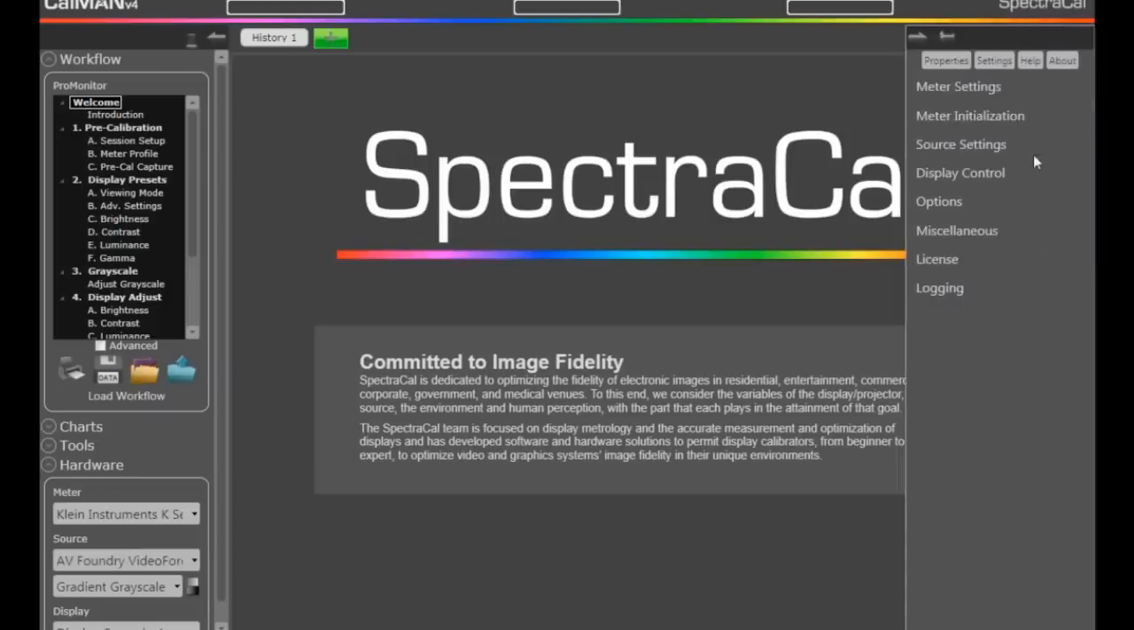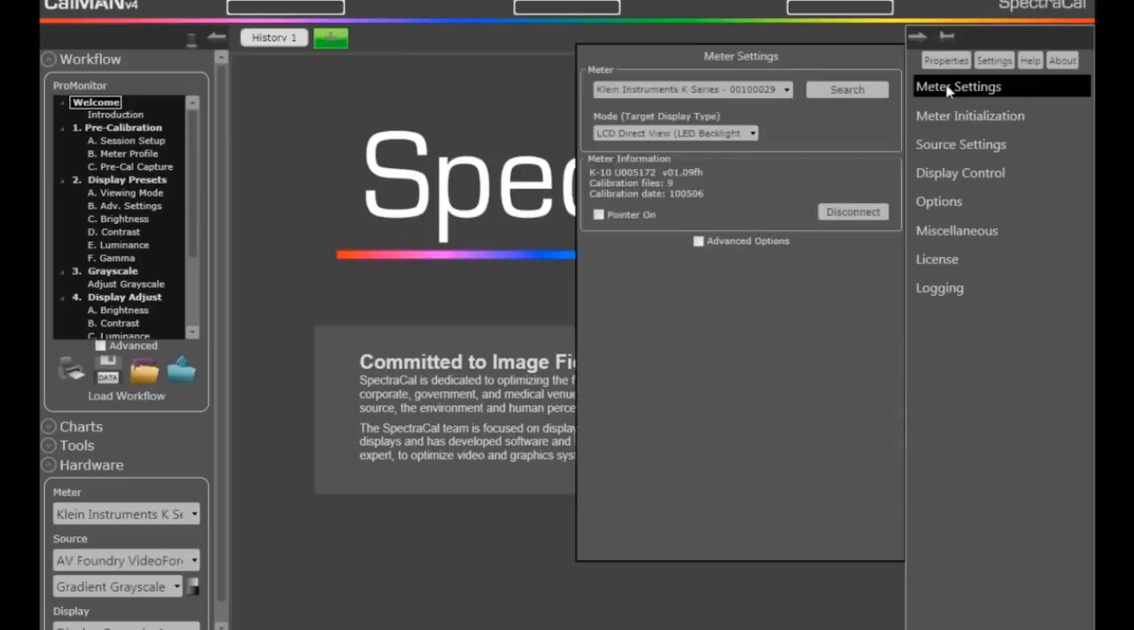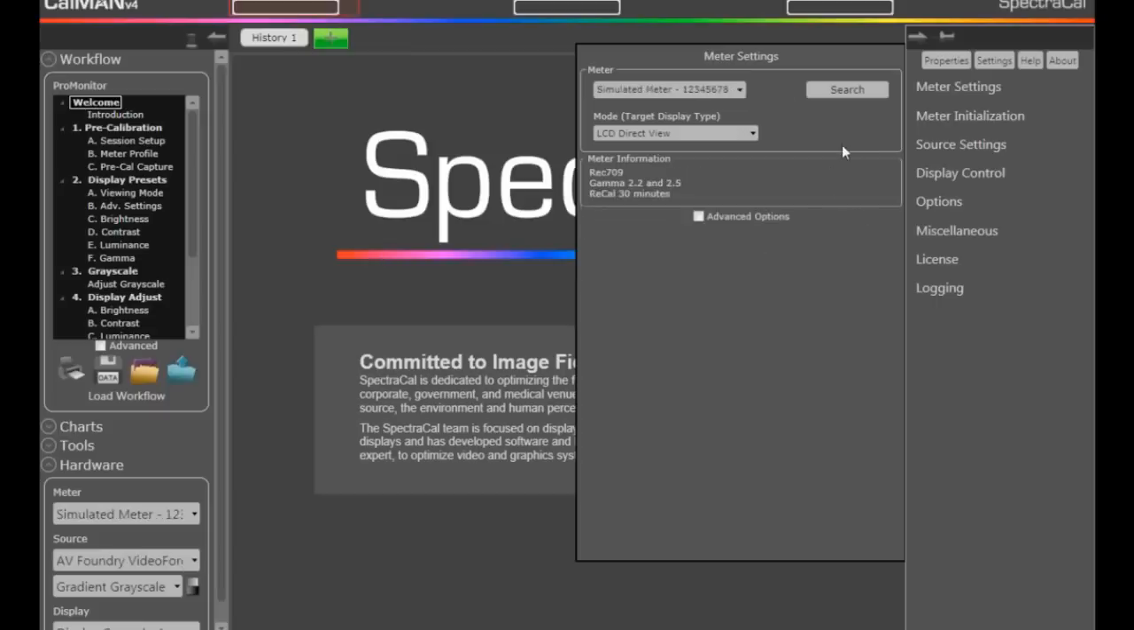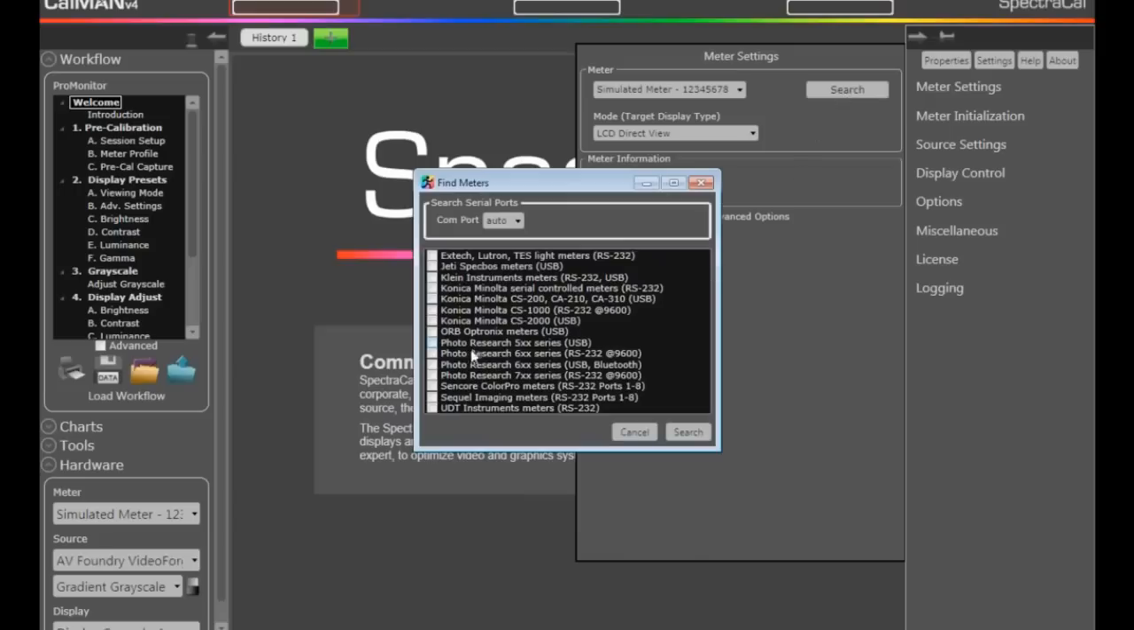On the right side of the display are the settings selections where we are able to access meter settings, source settings, and display control. First of all, let's take a look at the meter settings. This is where we would make connections to a particular color meter. The color meter I'm using here today happens to be a Klein K10 meter. Let me disconnect that and show you the process that we would normally go through in order to connect to a particular meter. So once we have a meter connected to a port on our computer, we would click the search button. Search screen comes up.